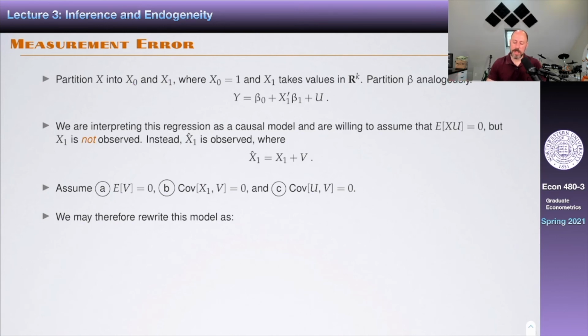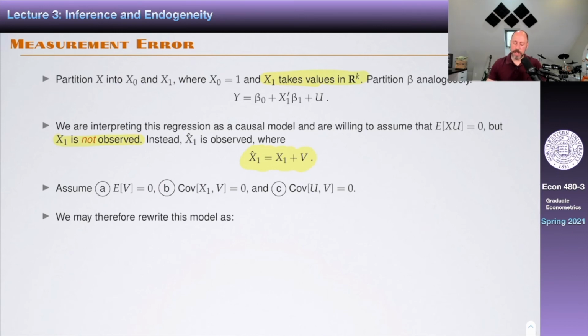So x1 here, I'm not assuming that it's scalar. We may assume this later if it simplifies things, but you don't have to. So then y is a constant plus all the variables plus u. We're interpreting this regression as a causal model, and we are willing to assume that x is exogenous. But the problem is that x1 is not observed. What we observe instead is x hat 1, which is a noisy measurement of x1. And this is typically called measurement error.